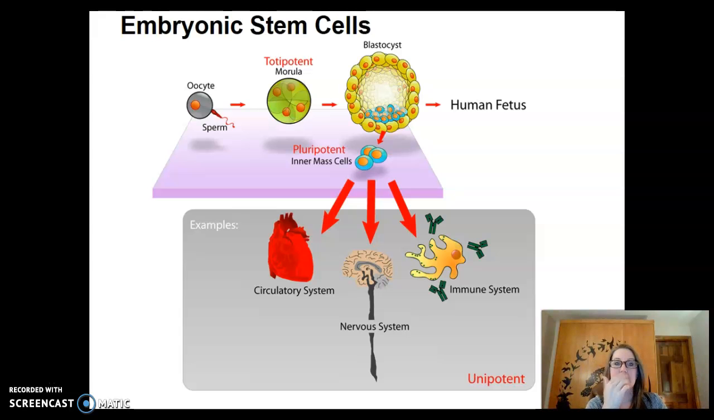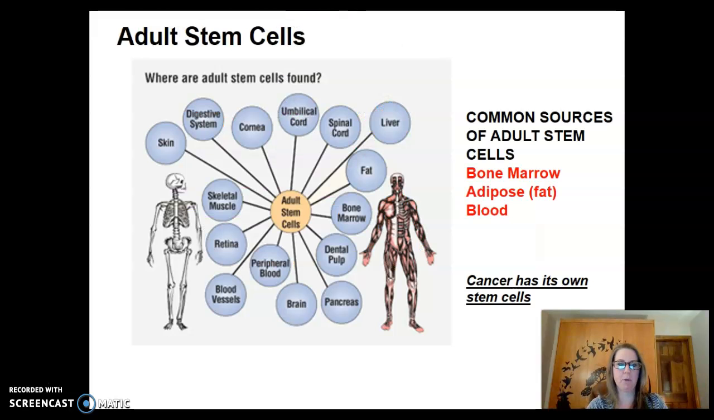You cannot become anything else. But the really great thing about stem cells, and you still have them in your body, for example, in your bone marrow, is that they can divide and become other cells, in this particular case, blood. Okay, if you're thinking about bone marrow. So here we go. Common sources of adult stem cells. I've just talked about the bone marrow. Fat is also a source of stem cells, and blood.